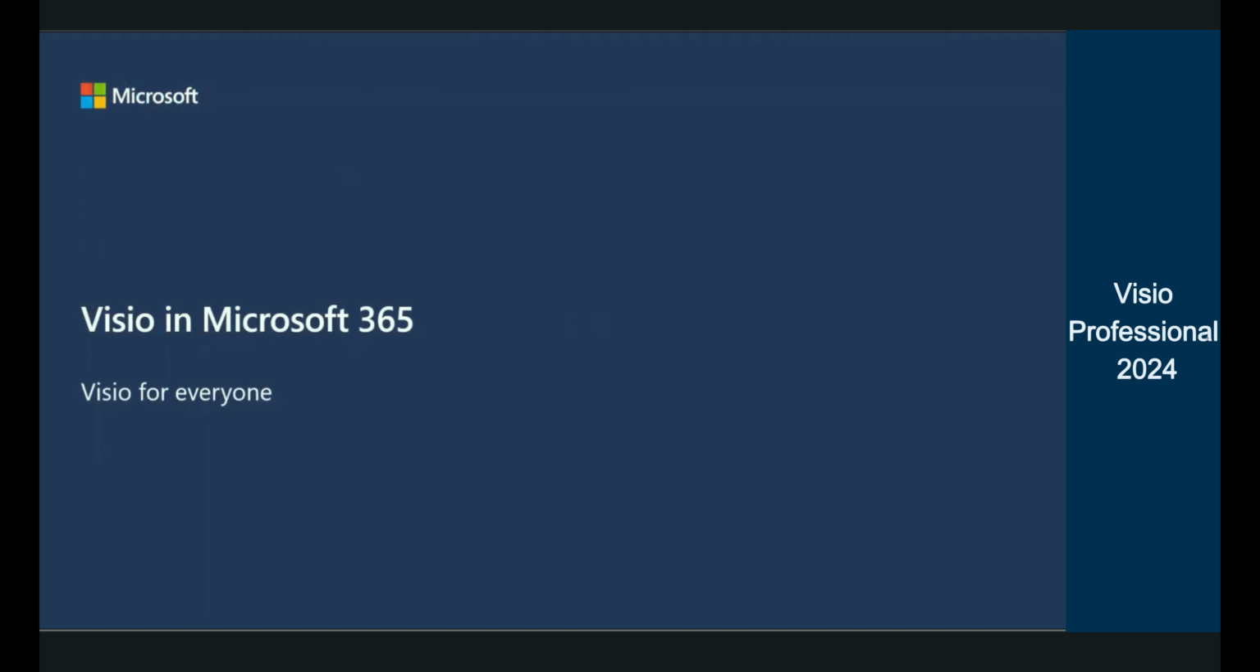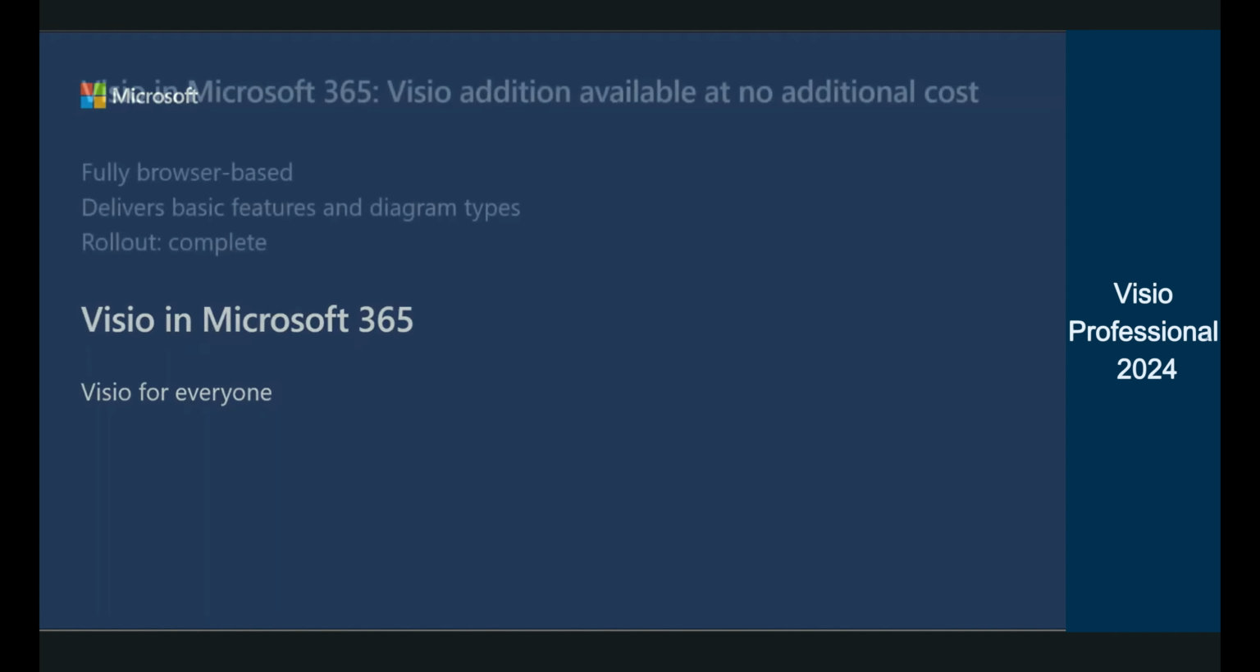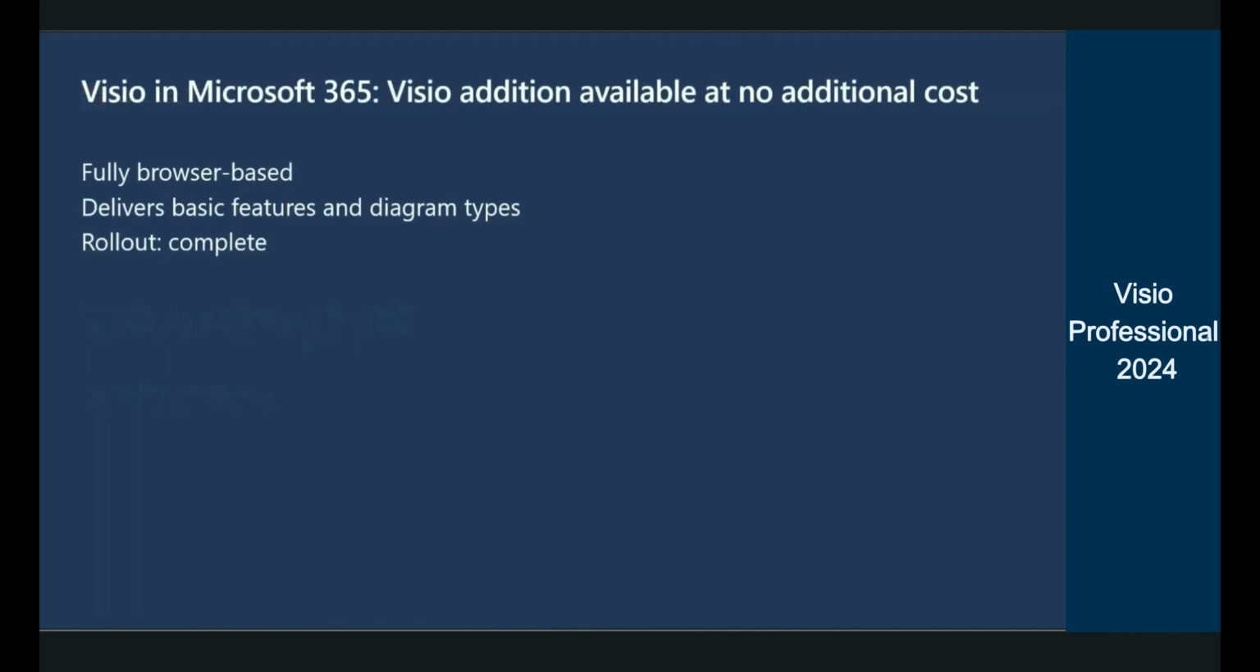So the newcomer in the Visio plan world is Microsoft Visio in Microsoft 365, or as we call it, Visio for everyone. It is a Visio license added to every user in one of the specifically supported plans. It is fully browser-based, and it delivers basic features and diagram types. I'd like to point out that it's not meant for a regular Visio user, but for an organizational user who now and then needs to create a diagram.